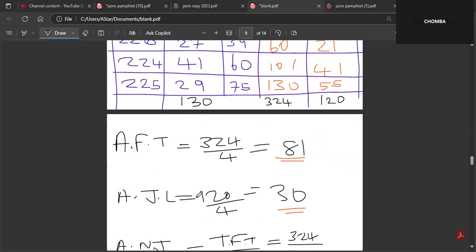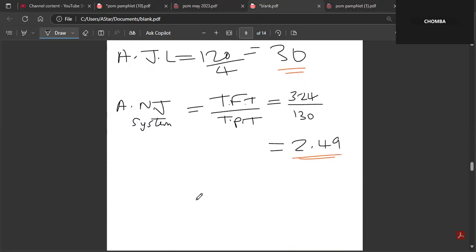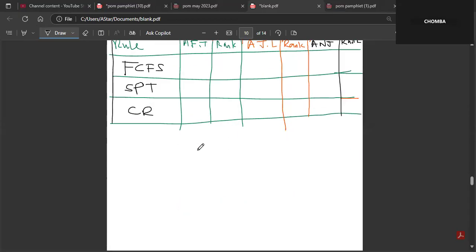Okay, average flow time is equal to what? 81. Average job lateness is equal to 30. Average number of jobs in the system is 2.49, right? Mm-hmm. So we come here and put them in this table.